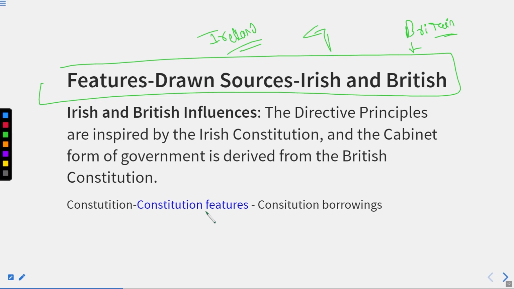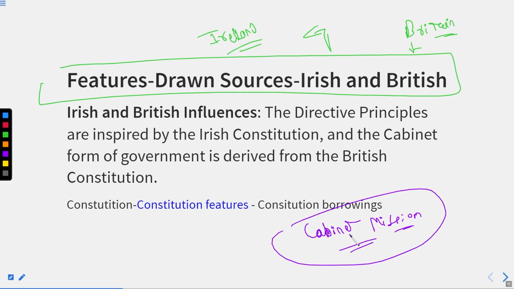Okay, because you can also connect it that the cabinet mission was sent by the British Parliament. It means that the British have the concept of cabinet. Okay, and who are the members of the cabinet mission? Patrick Lawrence, A.V. Alexander, and Stafford Cripps. Okay, so remember these names also.